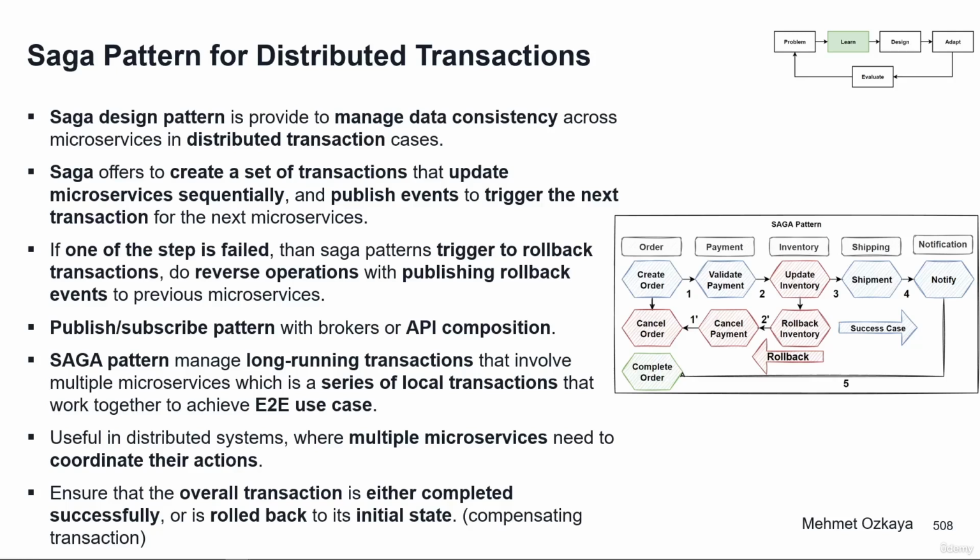In order to use the SAGA pattern in distributed transactions, we can use a compensating transaction to undo the changes made by each microservice in the event of an error. In this way, we can ensure that the overall transaction is either completed successfully or rolled back to its initial state.